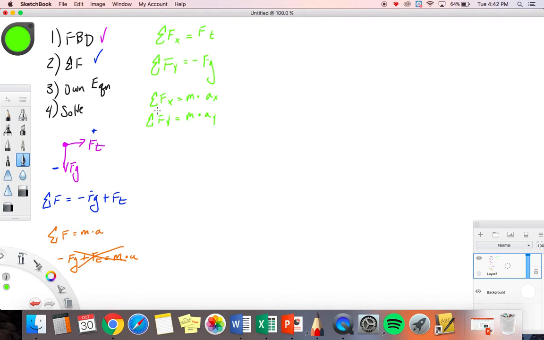Now, the reason why I'm doing this is that forces and acceleration are vectors, so they both have to have a direction associated with them, while mass is only a scalar, meaning that there is no direction. I don't have to have the mass in the y and mass in the x. It literally is just as is. So now I have my net forces here.